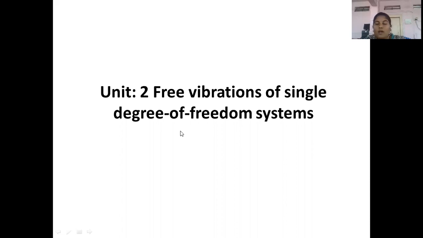Without applying any external force to the system, if the system is vibrating, that system is known as a free vibration. In reverse, if we apply some external force to the system and then that system vibrates, that is nothing but a forced vibration, because there is an external force applied to the system. So that is the big difference.